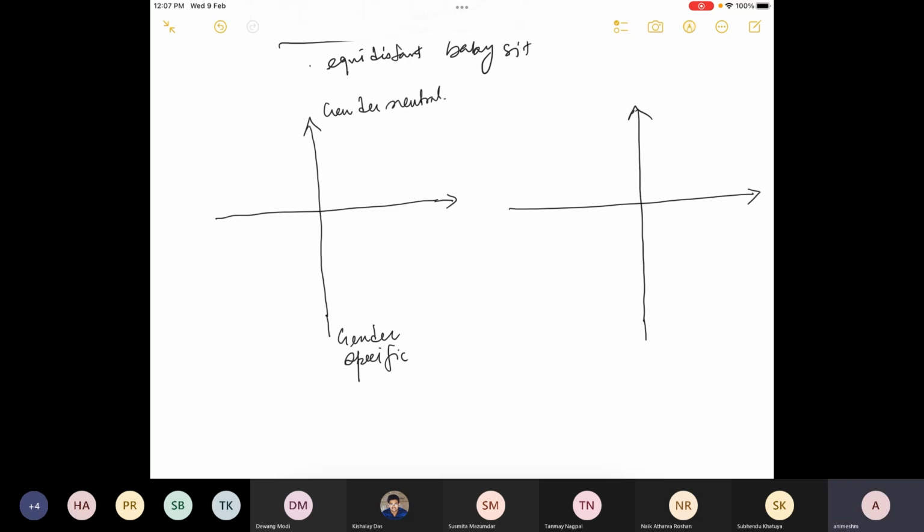So this is the gender neutrality axis. Okay, from gender specific, it runs up to gender neutral. The more you are on the lower quadrant, the higher are the chances that the word is gender specific, and as you go above, the word becomes more and more gender neutral. On the other side is the she-he axis, which is the gender bias direction.